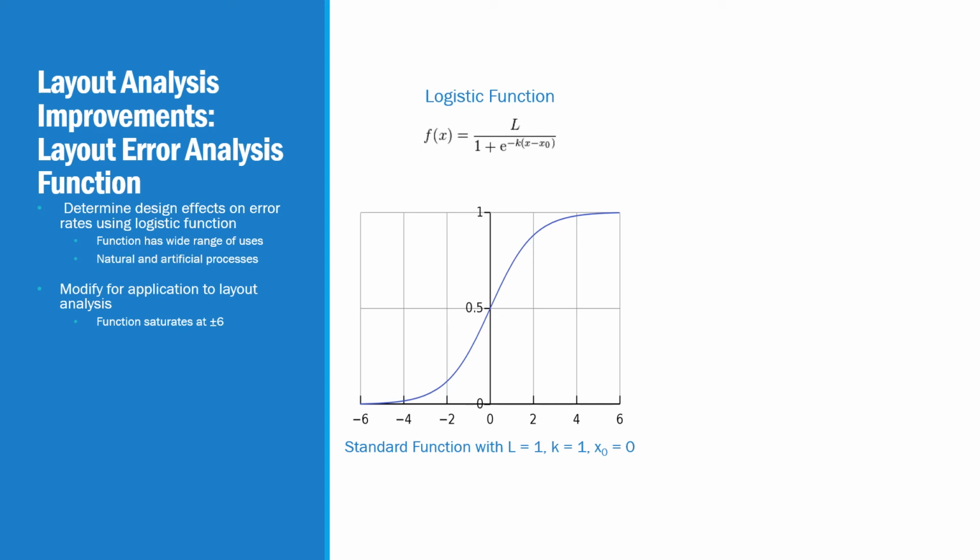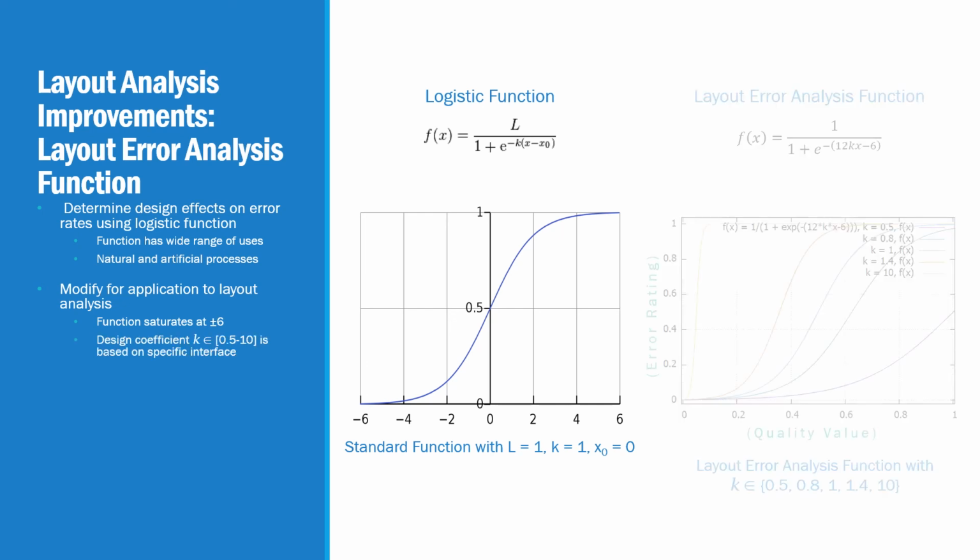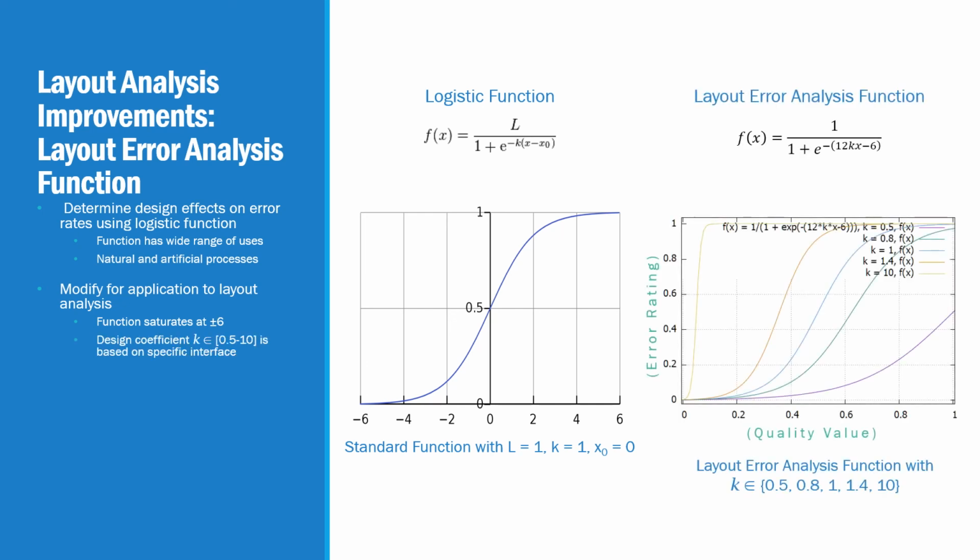We set kx sub 0 equal to 6 to center the function in positive x values, then set k equal to 12 to normalize the function on the x-axis. Setting L equal to 1 does the same on the y-axis. Multiplying x by a coefficient, our new k, allows for the function to be shaped while anchoring it at the origin. We now have a function that varies from 0 to 1 on the y-axis, which is called the error rating, and 0 to 1 on the x-axis for the same range.